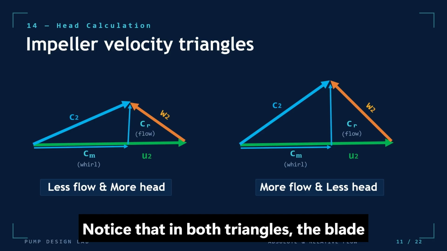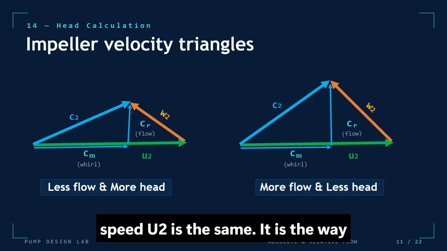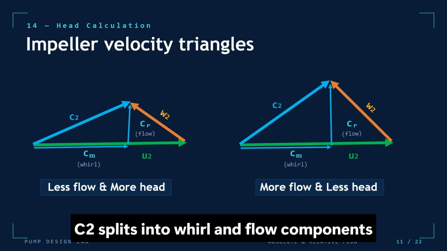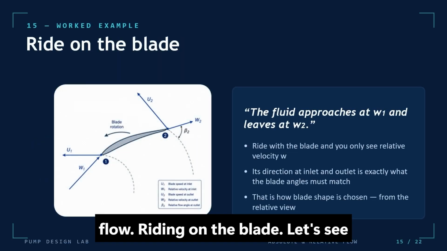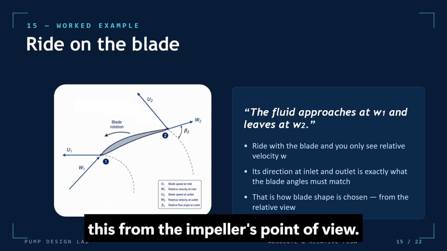Notice that in both triangles, the blade speed U2 is the same. It is the way C2 splits into whirl and flow components that changes the balance between head and flow. Riding on the blade. Let's see this from the impeller's point of view.